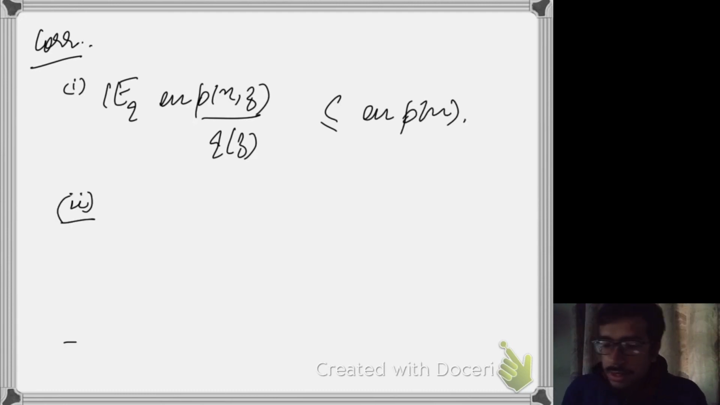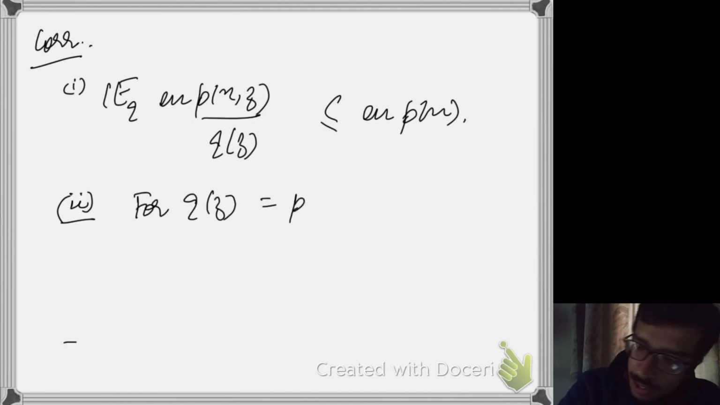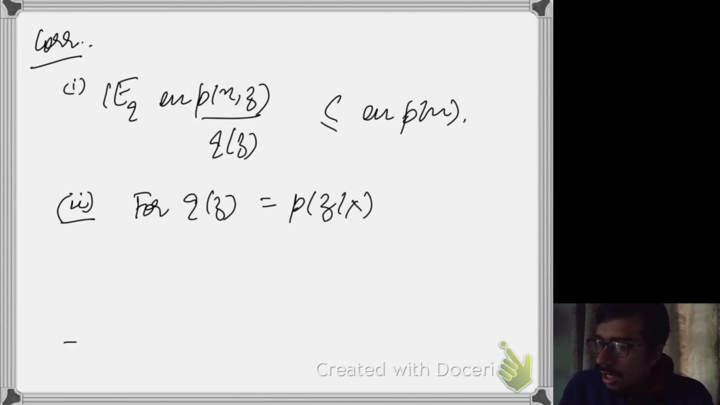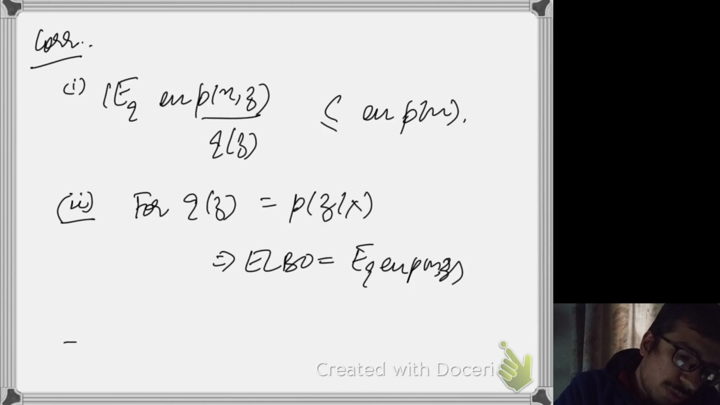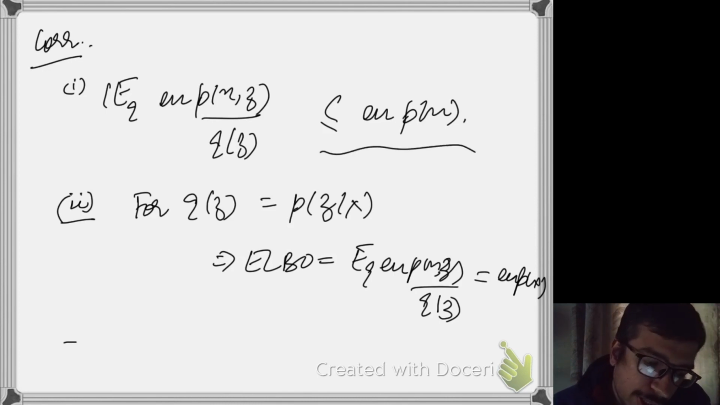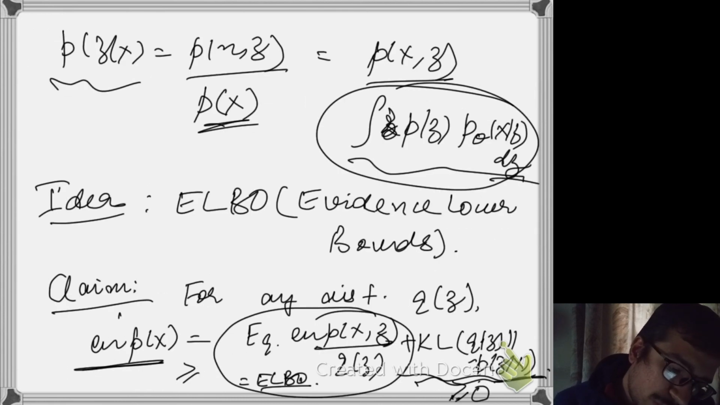The second corollary is that for q(z) equals p(z given x), what we have is that the ELBO, which was defined to be the expectation over q of log p(x,z) by q(z), equals log p(x). The first corollary we have already seen. It was true because the KL divergence term is a non-negative term. The second corollary is true because if I set q(z) to be p(z given x), then this KL divergence term will go off to 0, and once it goes off to 0, then log p(x) and this ELBO become equal.